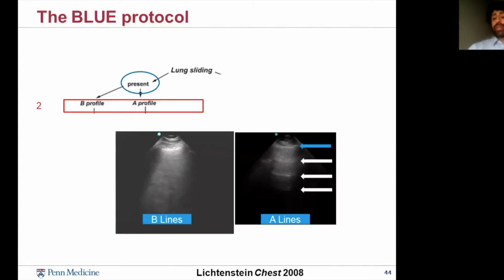They're an artifact generated by sound waves bouncing back and forth between the transducer, the pleura, back to the transducer, and sometimes back to the pleura and back to the transducer, making the ultrasound machine think that there is a second and third pleural line, 2 and 3 reflections deep. B lines, on the other hand, are when sound waves are trapped within the alveoli and generate these vertical lines that move back and forth with respiration, obliterate A lines, and go all the way to the bottom of the screen.